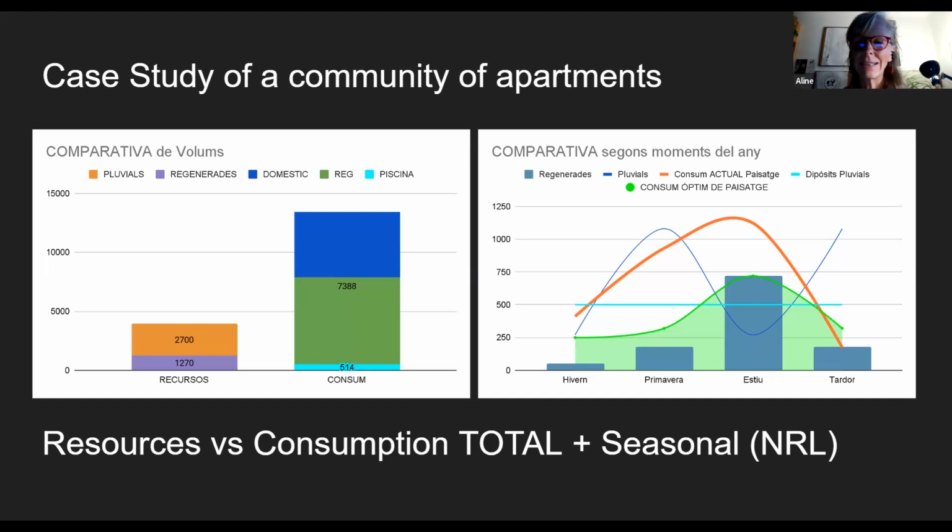And if they see these numbers, like if we tell them in the winter, in the spring, in the summer, in the autumn, that's how much water we can regenerate. The green line is the best use for your landscape. The orange line is what your landscape is actually currently using. Well, they are not the same, so you need to come down with your landscape consumption.